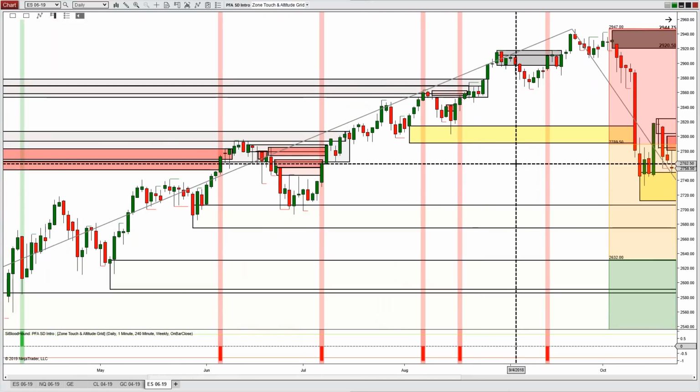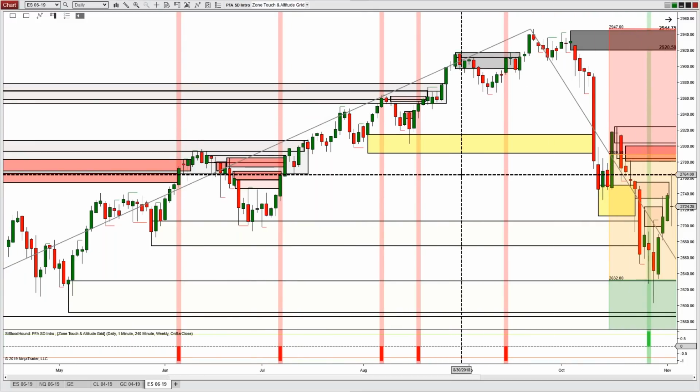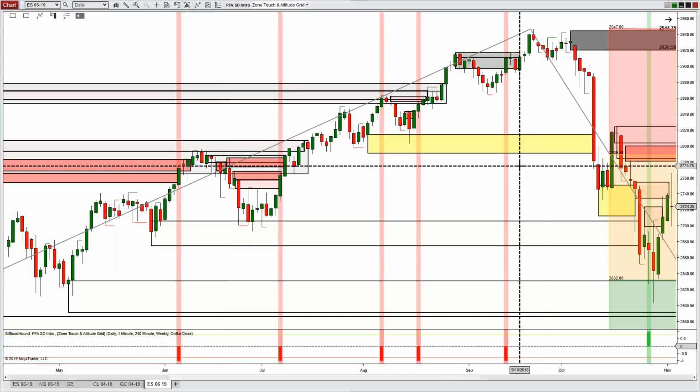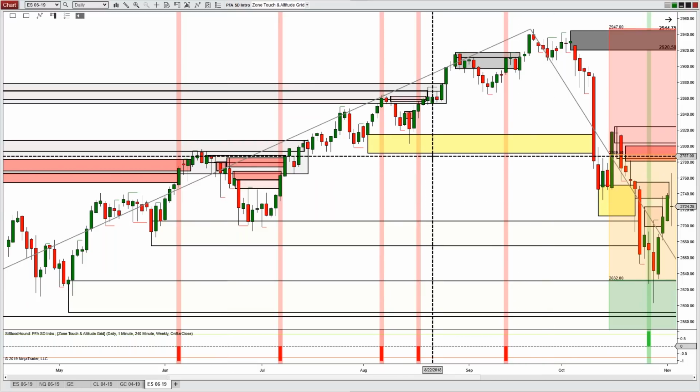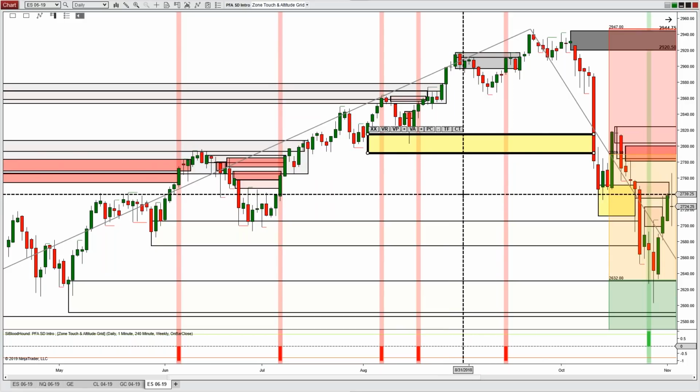Now we're going to progress a little bit forward here, and notice over here I get a green signal. Okay, now I want you to ask yourself a question: why in the world did I not get a green signal earlier? Because there's a beautiful demand level, right? So why am I not getting that?